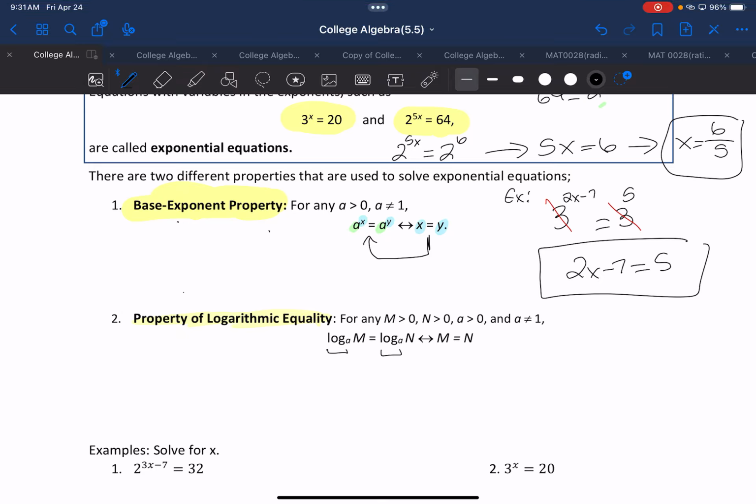So for example, if I had log base 3 of x equal to log base 3 of 2x minus 1, well, these bases are the same, so I can just cancel them and set the expressions inside equal to each other. So x equals 2x minus 1. So very similar to the other property, except for we're canceling the whole log base a. Whatever the base is, that's the same.